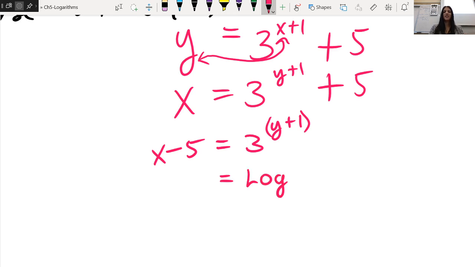Yeah, so if we change it into log form, what's the base going to be of the log? The little base is going to be log 3, so we got that from there. And then what am I taking the log of? X minus 5. Do you see that we're swapping these two? Does everybody see that? And that's all going to be equal to y plus 1.